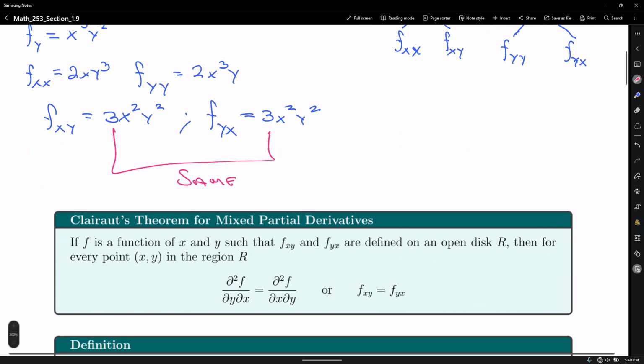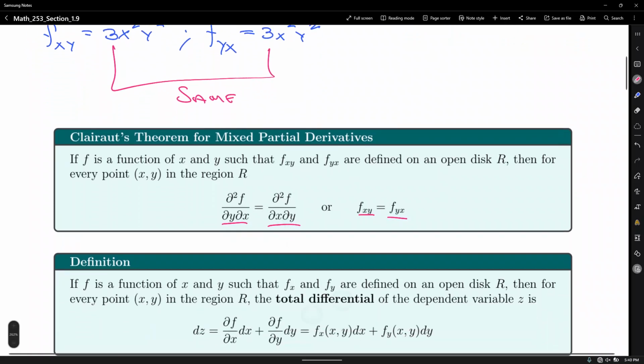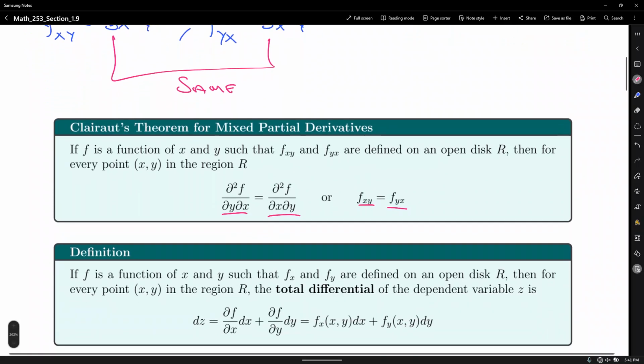Well, let's put it in more formal terms. It's actually called Clairaut's theorem for mixed partial derivatives. So it tells us that if f is a function of x and y such that the mixed partials are defined on some open disk R, then for every point in the region R, this is always true. That is, the mixed partial derivatives, second order, are the same. Well, we can extend this idea to third order partial derivatives and higher. That's something we're going to get to see in Calc 3 for those of you who are taking it.